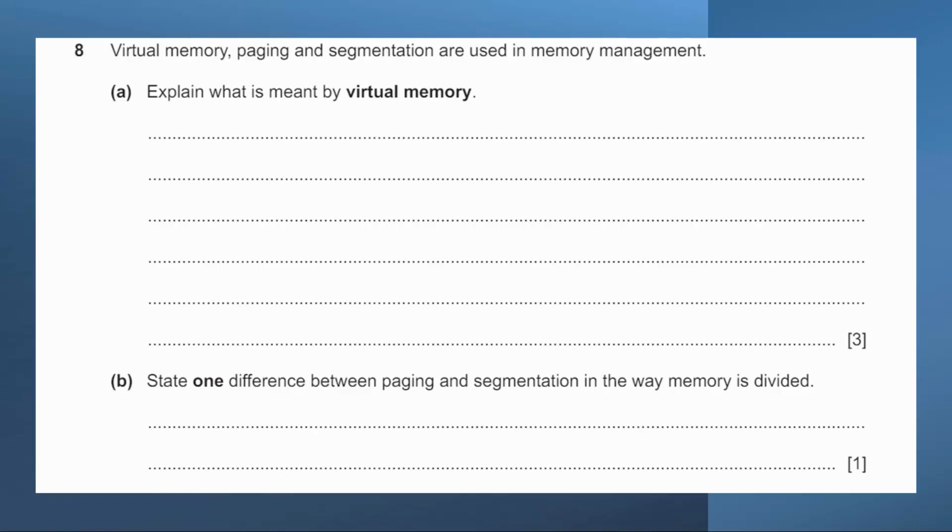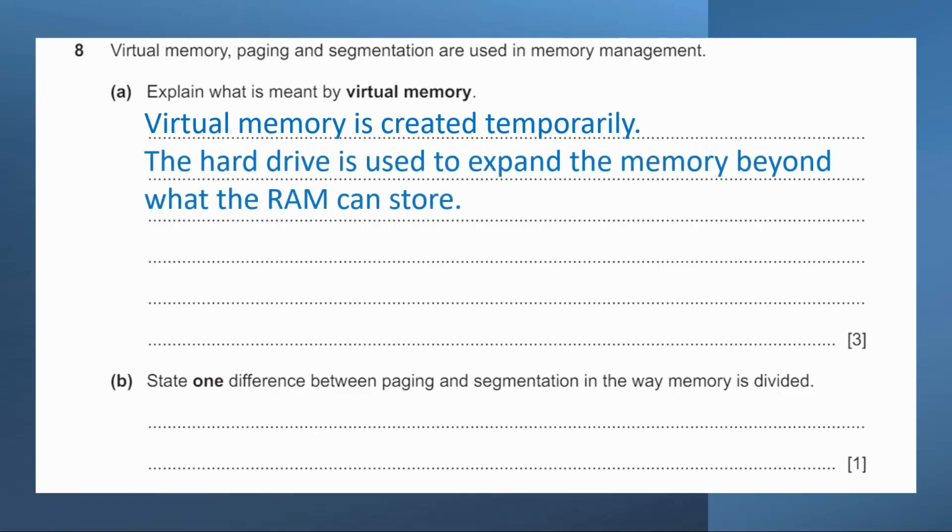Notice it's worth 3 marks. That is just under 5% of the total points you can earn on the Cambridge exam, and it's an easy 3 points to pick up. So virtual memory is created temporarily. It's not always there. Remember, when a process, which is a program running, reserves more RAM than is needed, and it goes beyond the capacity of the RAM, the hard drive is used to expand that memory beyond what the RAM can hold.